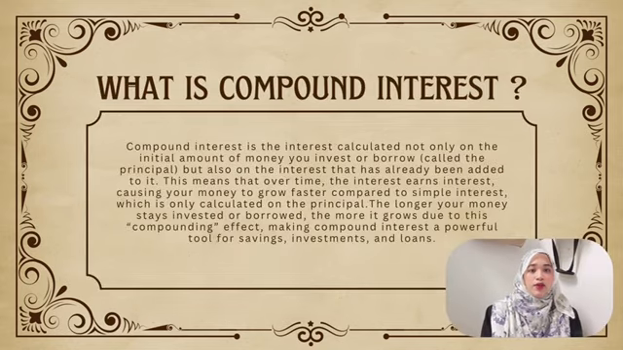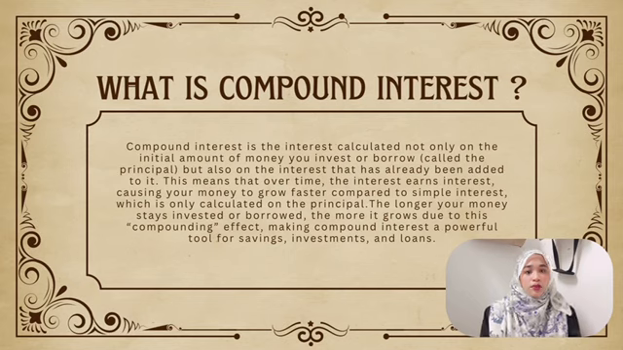What is compound interest? Compound interest is the interest calculated not only on the initial amount of money you invest or borrow, that is called the principal, but also on the interest that has already been added to it. This means that over time, the interest earns interest, causing your money to grow faster compared to simple interest, which is only calculated on the principal. The longer your money stays invested or borrowed, the more it grows due to this compounding effect, making compound interest a powerful tool for savings, investment, and loans.